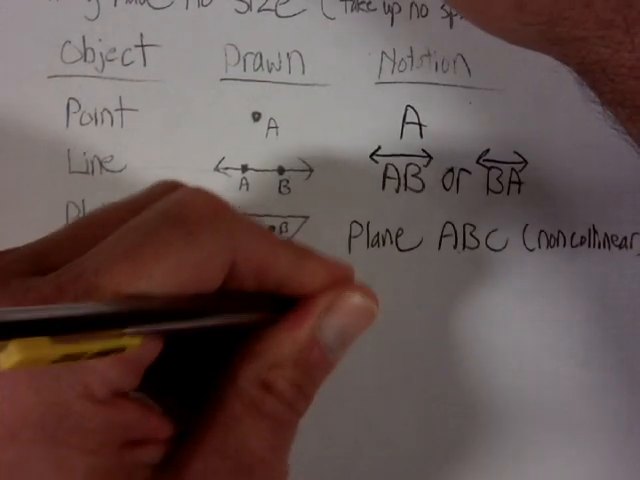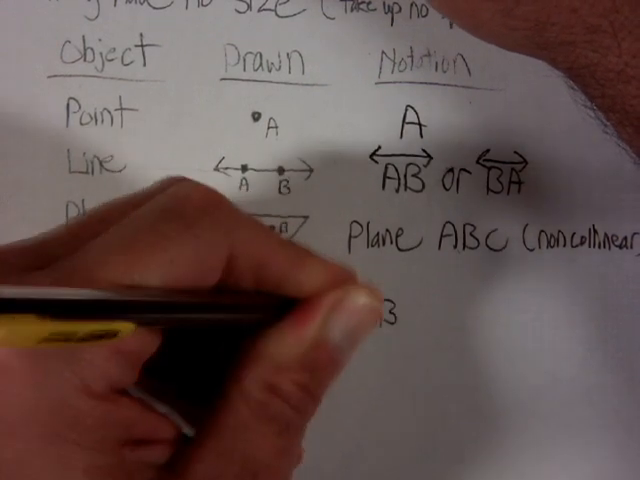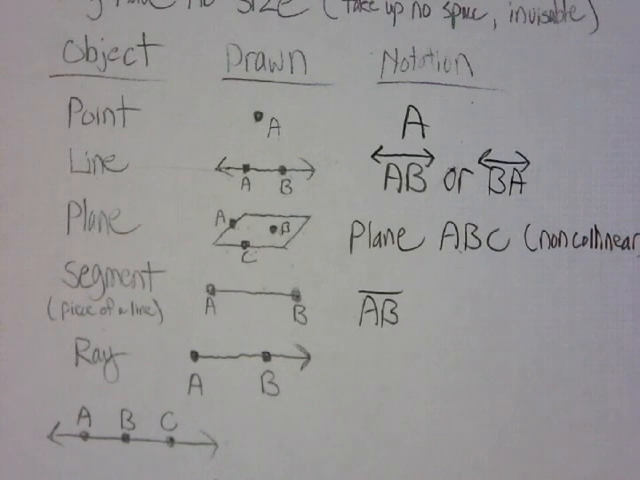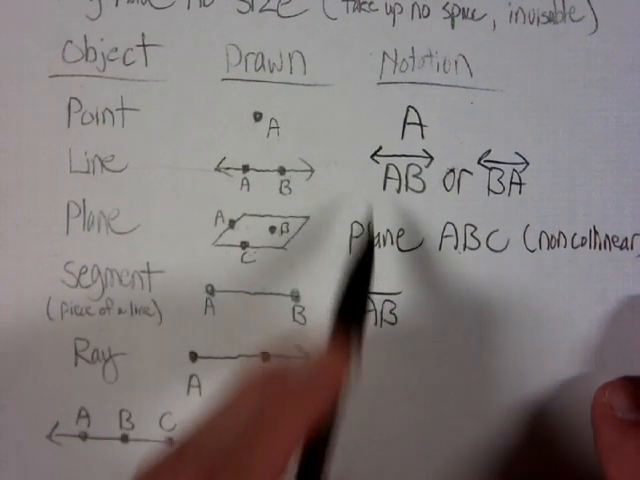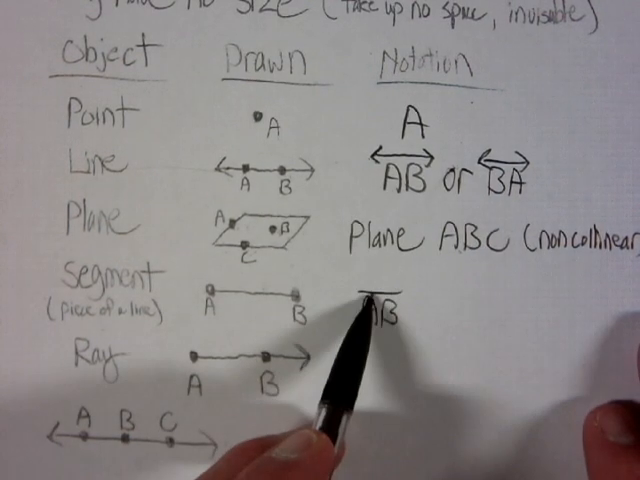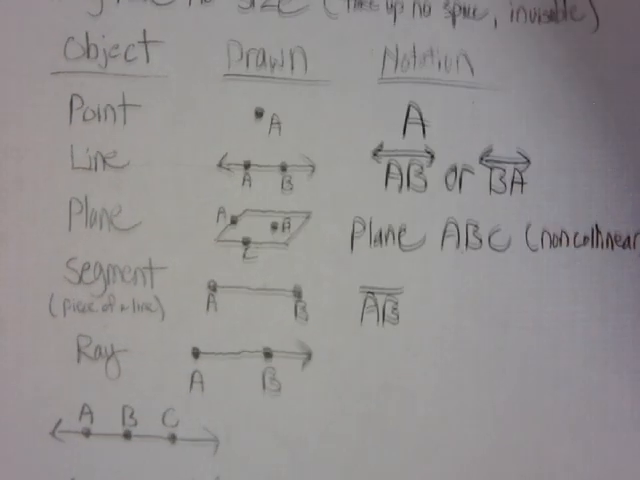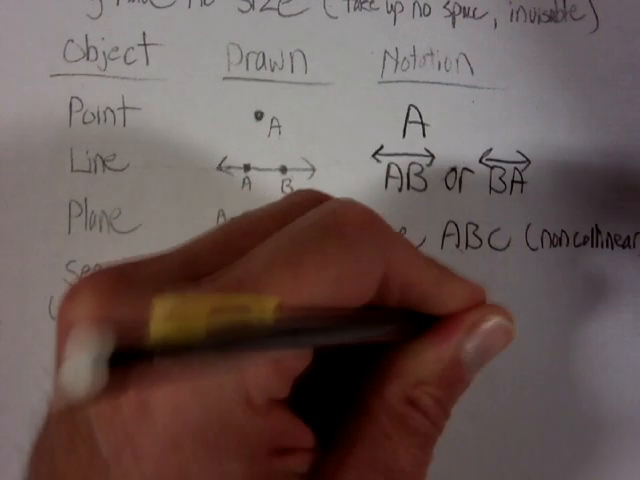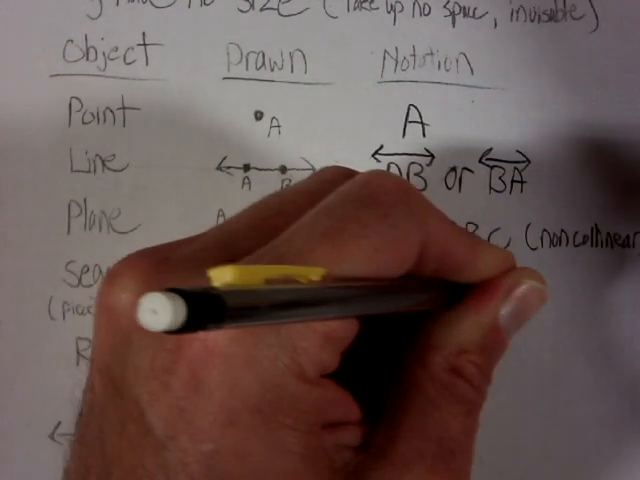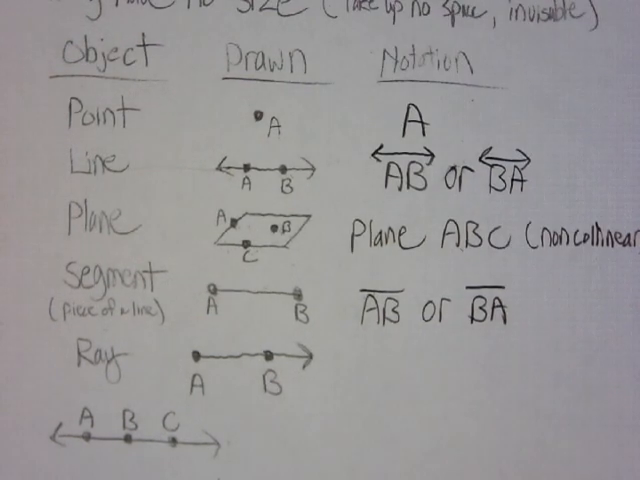To name a segment, you use the letters of the two ending points. So I can call this segment AB. All right? And we also must put the segment symbol over the top of it. The segment symbol is just a bar without the arrows on the end. So if you have the arrows, that's the line symbol. If you just have a bar, that's the segment symbol. Just like a line, it can be reversed. BA. So there are two ways to name this particular segment. Either one would be correct.